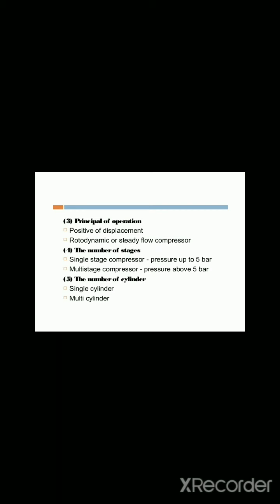The number of stages is available. Single stage compressor, pressure up to 5 bar. This pressure is denoted in the unit of bar, and up to 5 bar pressure is available. At that time single stage compressor is used. Suppose a pressure is available above 5 bar, then we have to use multi-stage compressors also. The number of cylinders is single cylinder or multi-cylinder.